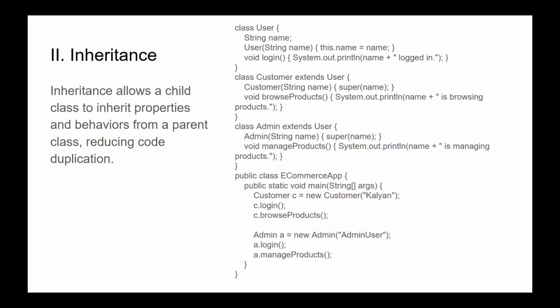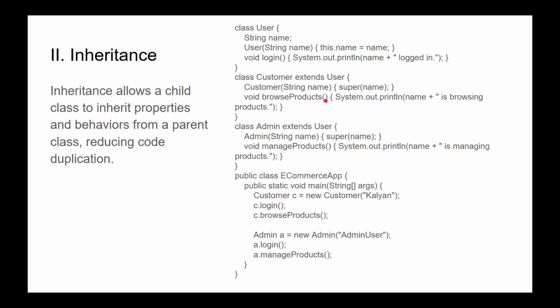So here let's take an example. We have a user class where we have different types of users, like customer and admin. Customer has different types of properties and admin has different properties, but the common property is name and the login functionality. Both should log in and both should have a name. This way we can create the parent class as user, and we can create the login method and name in the parent class.